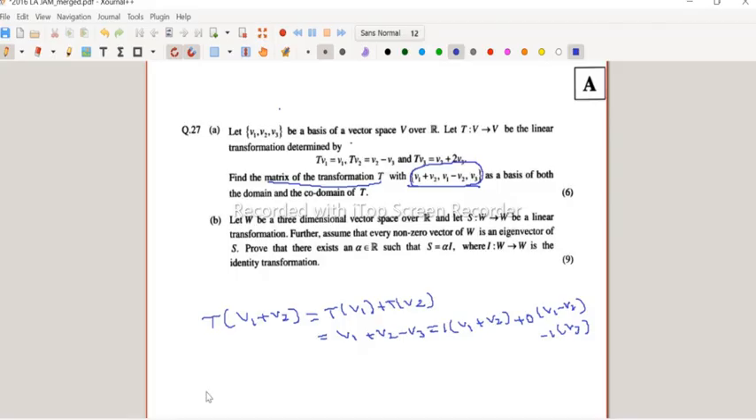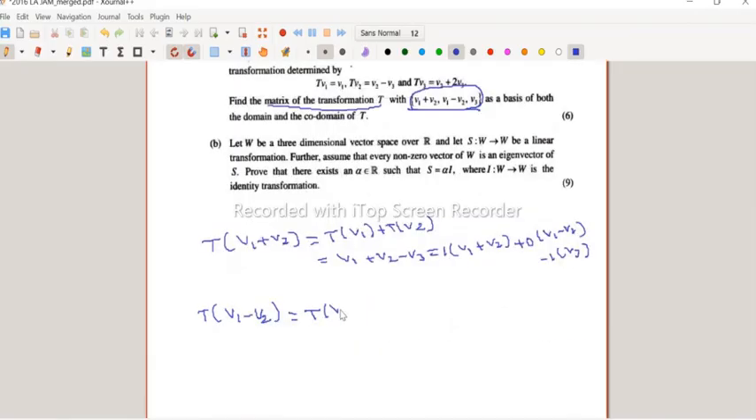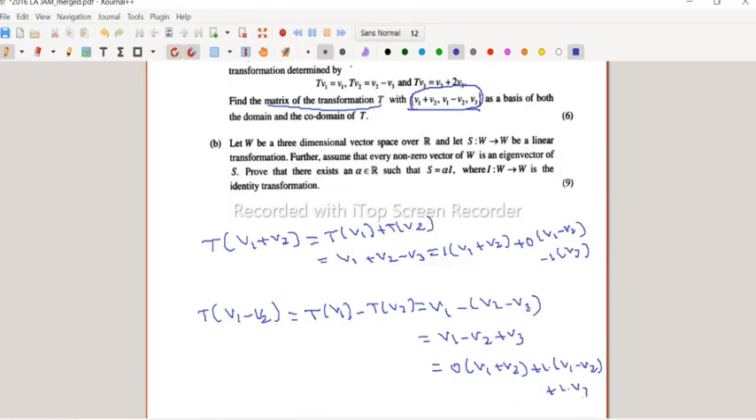Now look at the second basis element, T of V1 minus V2. Since T is a linear transformation, this is T of V1 minus T of V2. T of V1 is V1, and T of V2 is V2 minus V3. So this is nothing but V1 minus V2 plus V3. Again we have to write this as a linear combination of the given basis elements. There is no V1 plus V2, therefore 0 times V1 plus V2, but V1 minus V2 is there, so 1 times V1 minus V2, plus 1 times V3.